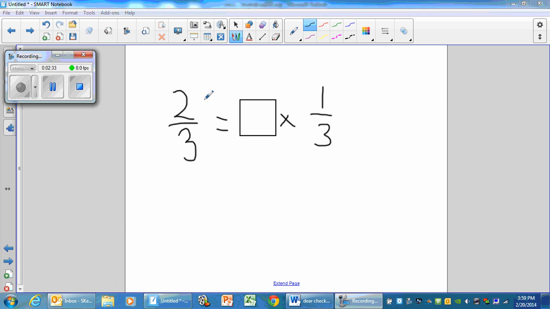Okay, so now let's try another one. Let's say we want to equal 2/3. So our product is going to be 2/3. Well, we are going to multiply 1/3 by what? So how many groups of 1/3 is equal to 2/3? So this should be pretty easy. How many groups of 1/3 would we need for 2/3? We would need 2, right? Because 2 groups of 1/3 would equal 2/3.